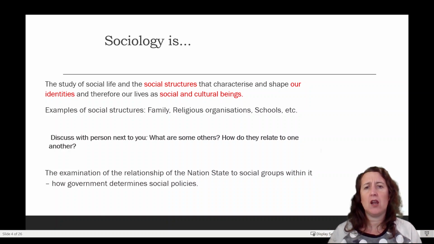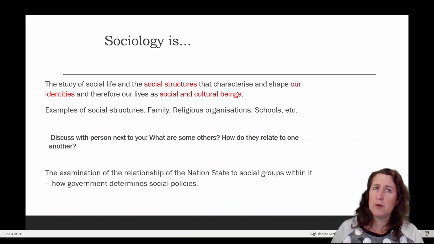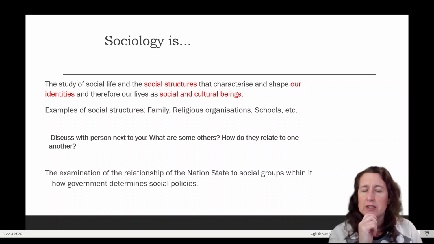So, normally in a live lecture, I would get you to talk to the person next to you and think about what are some other social structures and how they relate with one another. So you've probably got nobody next to you, but take a moment, pause the lecture if you like, and think about what are the other social structures in our society, and how do they relate to one another.